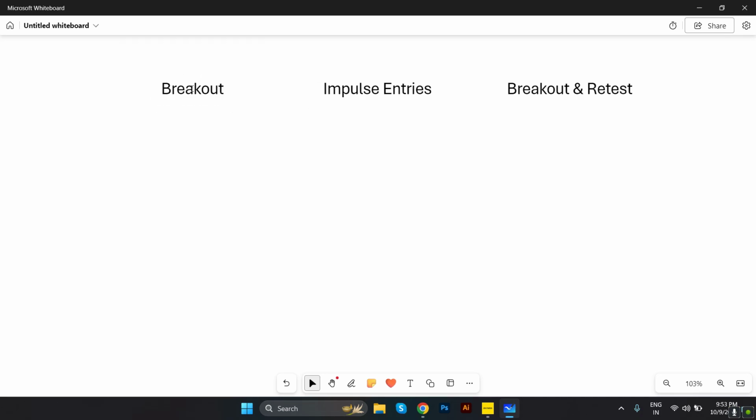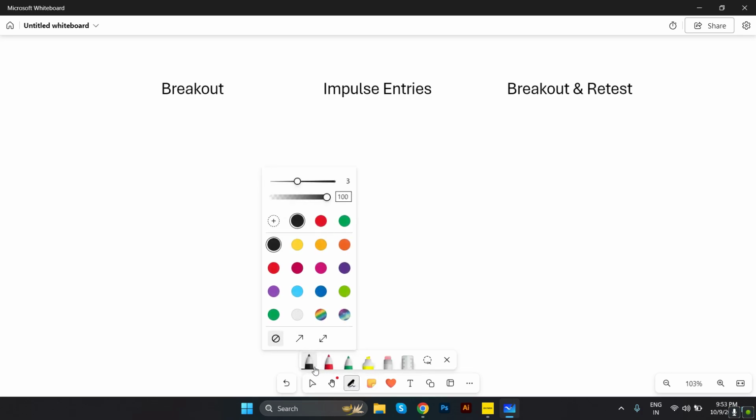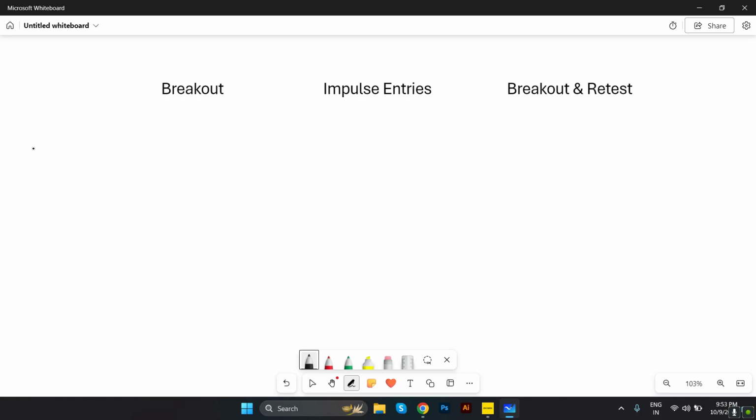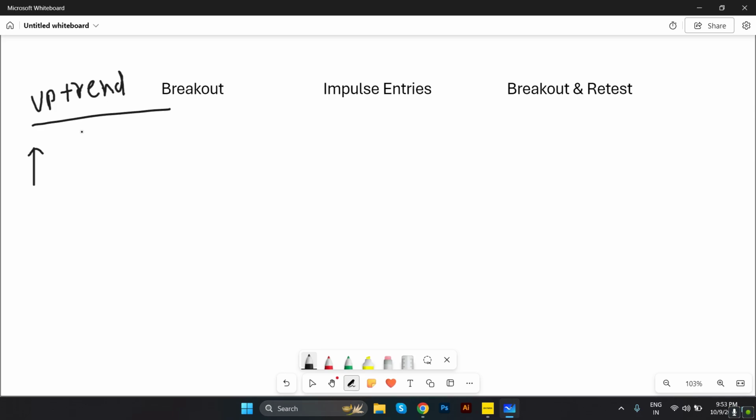So let's start with the breakout. Let's say price is in an uptrend. We are talking only about uptrend, and we will not talk about downtrend or consolidation or anything like that. Let's say you came to the chart in the morning at pre-London session or London session or whatever session that you are trading in.